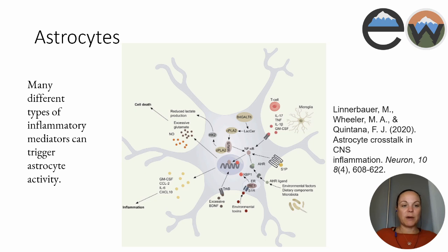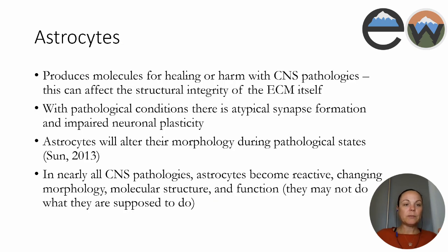We're going to get more into pathology, but just a reminder that they deal with a lot of their own inflammatory mediators that they have bidirectional communication with. So these different mediators can trigger astrocyte activity. There's a ton of them out there that are going to make your astrocytes mad. Astrocytes can release mediators, again, very much like the mast cell, to heal or to harm the central nervous system in regards to pathologies. And it can actually affect the structural integrity of the extracellular matrix itself because it can continue the breakdown process if it isn't brought under control.